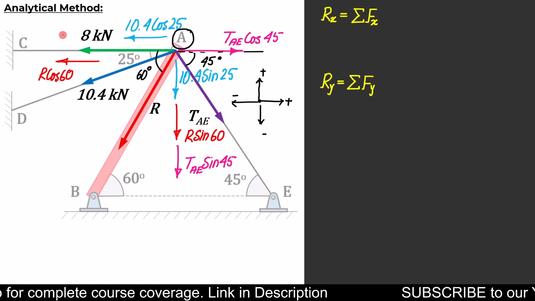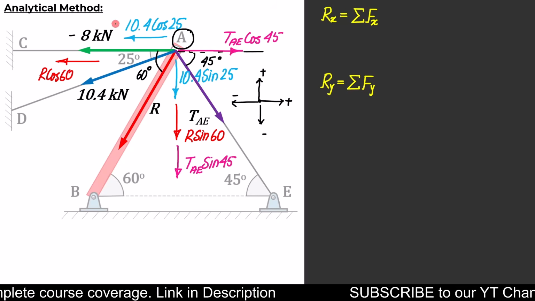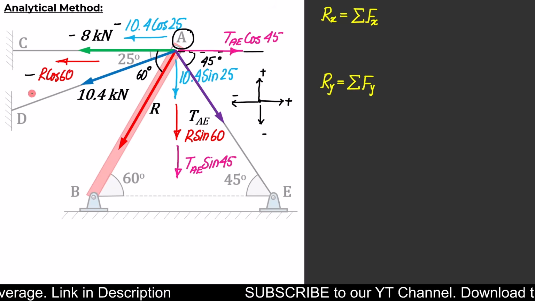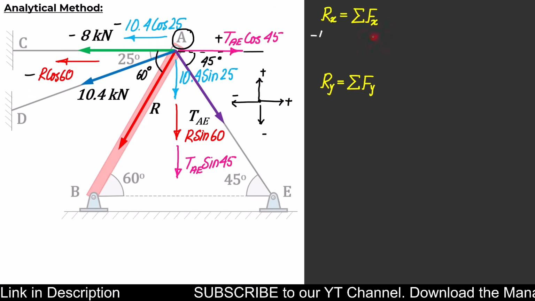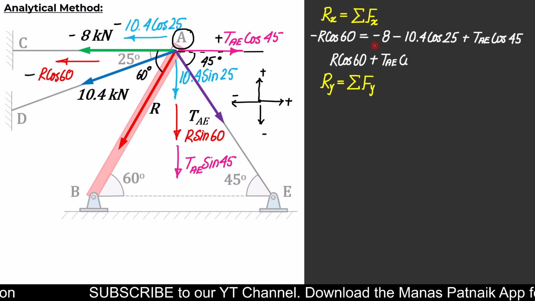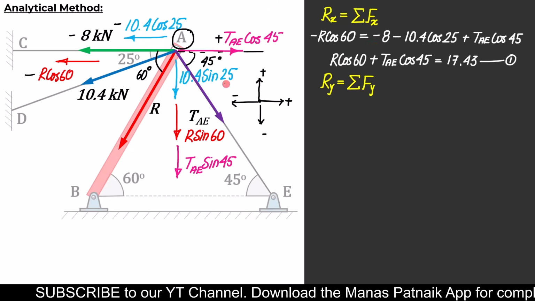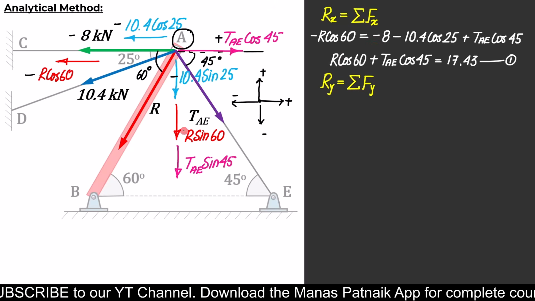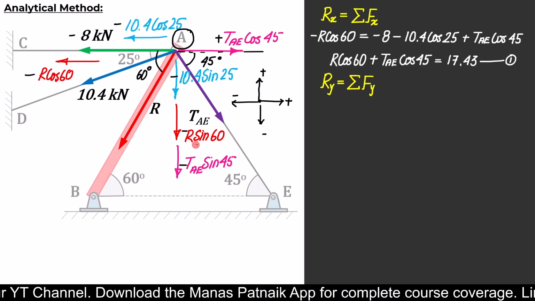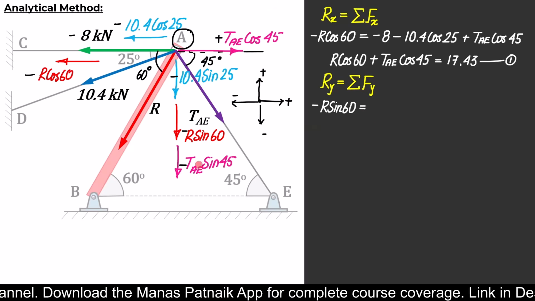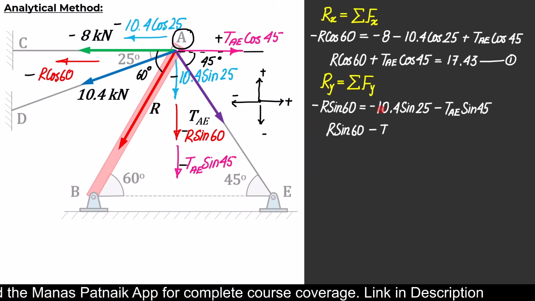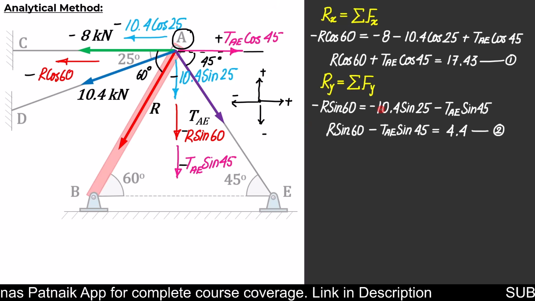If you watch, 8 kilonewton is negative, minus 10.4, and this R cos 60 is also negative. Any other force? This is positive. Let me write them down. Done. Simplify it. Secondly, this is negative, this is negative, this is negative. Any other force? No. R sine 60 is also negative. And then these two forces remain. Let me write them. Wonderful. Arrange them. Now these are the two equations that you have.